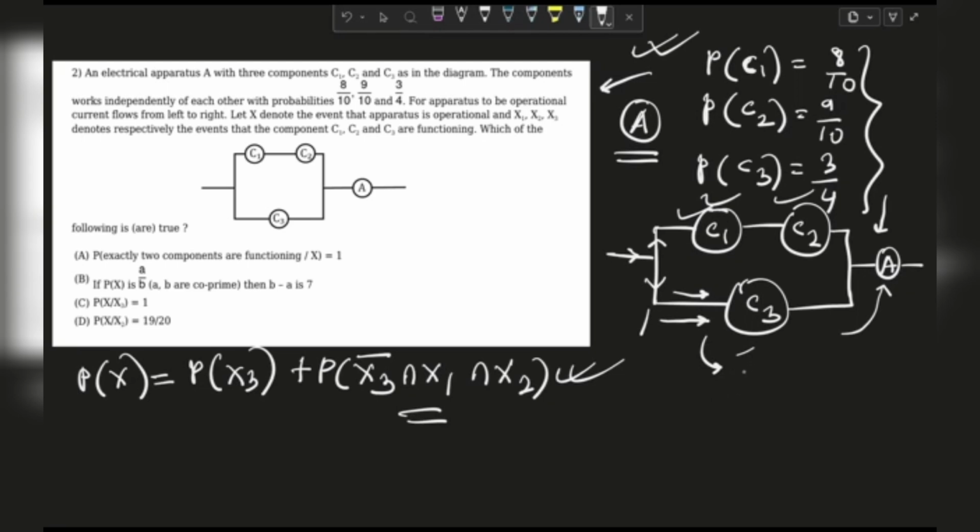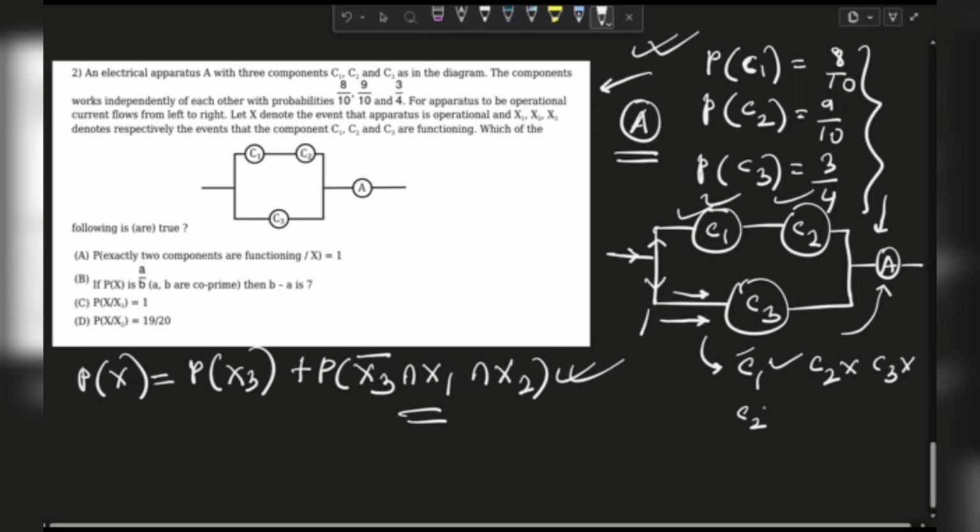Those conditions will be when C1 is working, C2 not working and C3 not working. When C2 is working, C1 is not working and C3 is not working. Or there can be a third condition also if all three are not working. These will be the three conditions when this ammeter will actually show no deflection. Otherwise, this is the possibility where the ammeter is operational and it will show some deflection. So that's it for the explanation part.